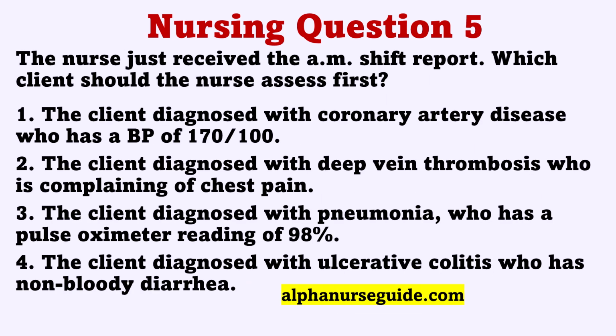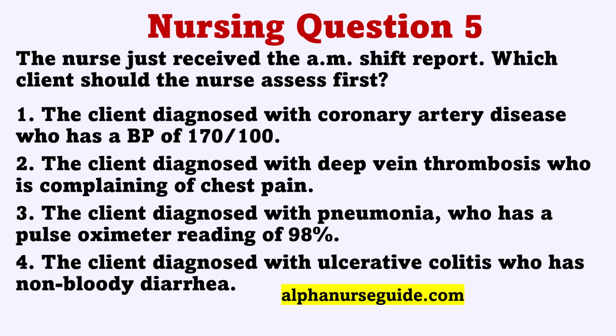The nurse just received the AM shift report. Which client should the nurse assess first? 1. The client diagnosed with coronary artery disease who has a BP of 170/100. 2. The client diagnosed with deep vein thrombosis who is complaining of chest pain. 3. The client diagnosed with pneumonia who has a pulse oximeter reading of 98%.